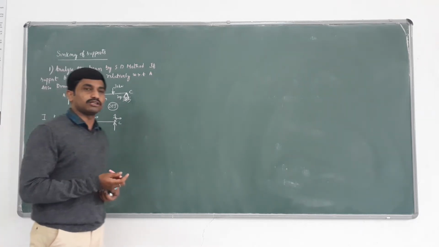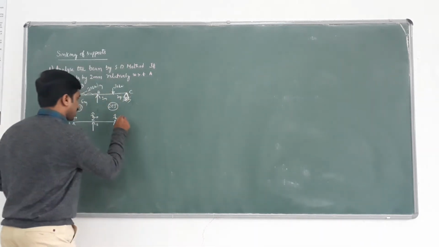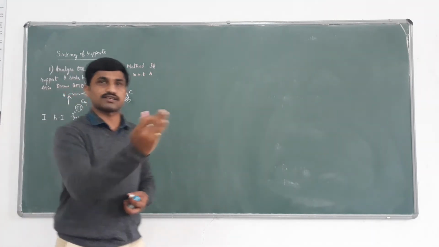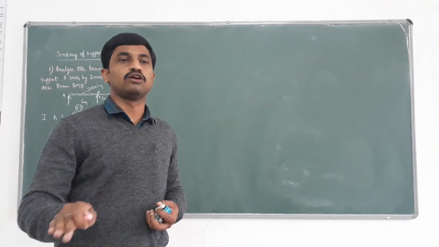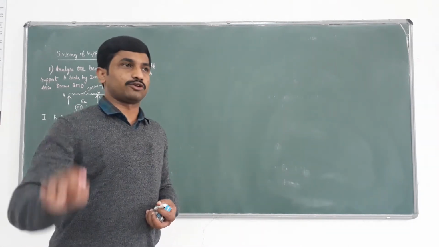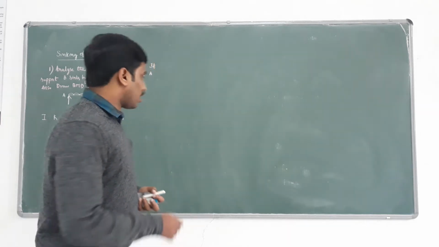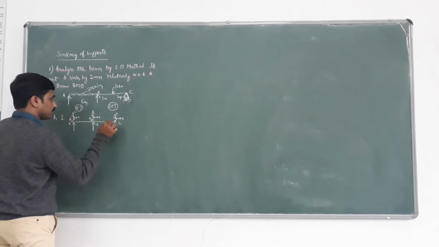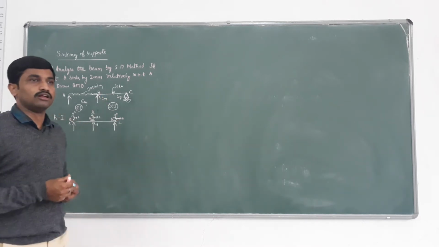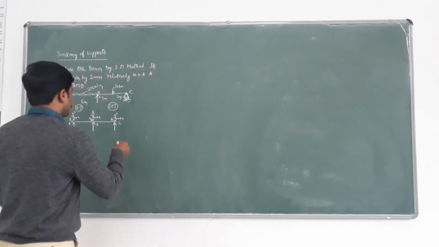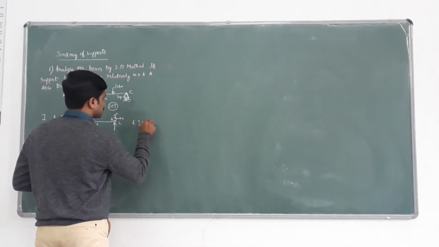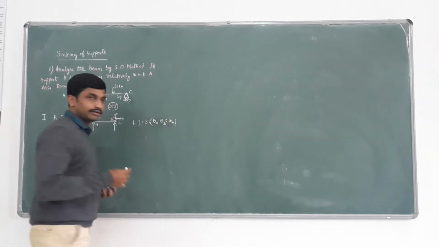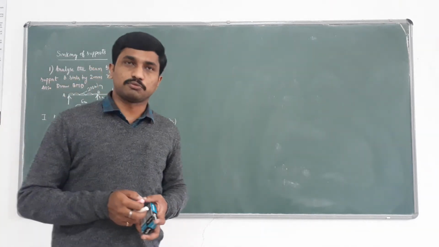But if we assume the beam is axially rigid, then along the axes X and Y there are no displacements. And the possible displacements are rotations. Theta A is possible, theta B is possible, and theta C is also possible. So the unknown displacements are 3. K equals 3, that is theta A, theta B, and theta C.